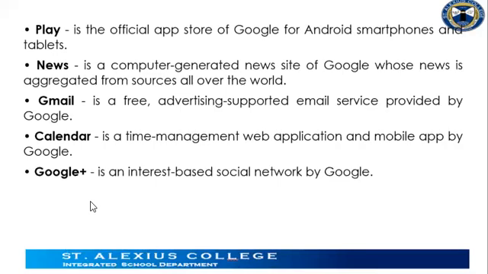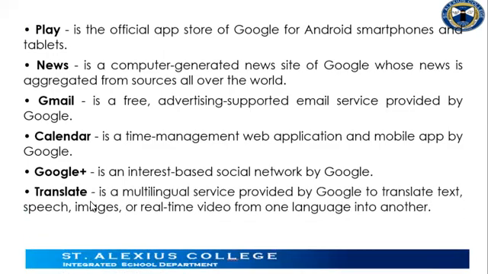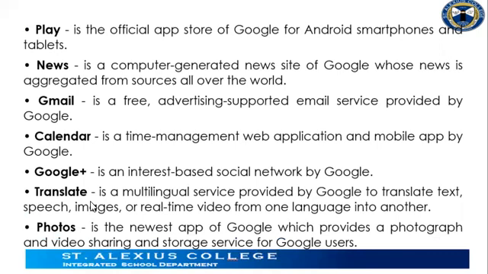We also have Google Plus. It is an interest-based social network by Google. And we also have Google Translate. It is a multilingual service provided by Google to translate text, speech, images, or real-time video from one language into another. And of course, we have Photos. It is the newest app of Google which provides a photograph and video sharing and storage service for Google users.